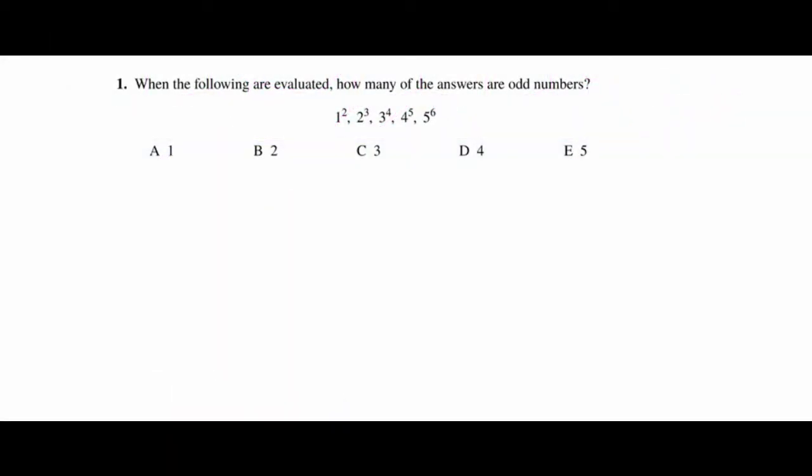Okay, so the first question is, when the following are evaluated, how many of the answers are odd? So the numbers are 1 squared, 2 cubed, 3 to the power of 4, 4 to the power of 5, and 5 to the power of 6. So we know that 1 squared is equal to 1, so clearly that's odd.